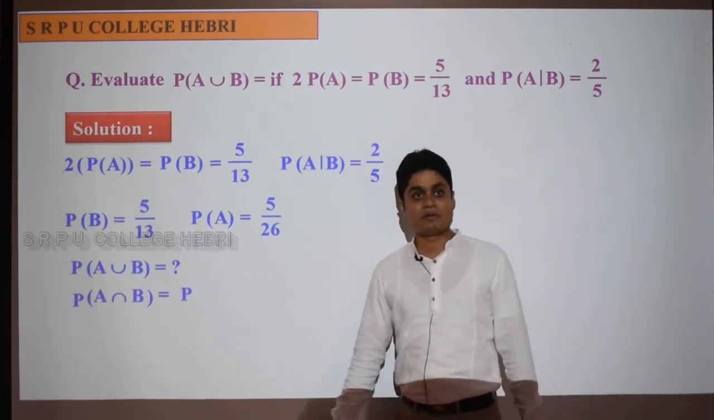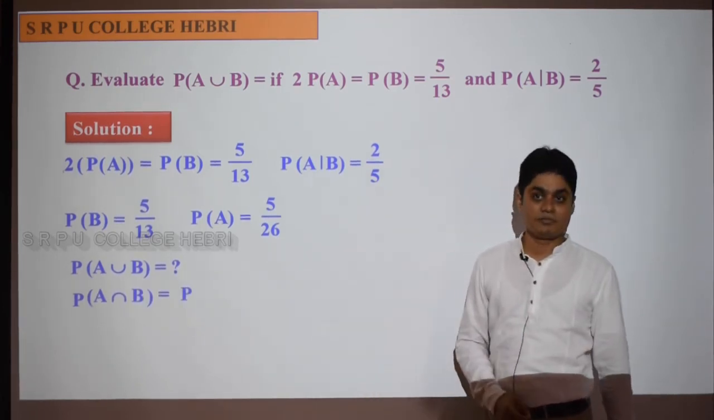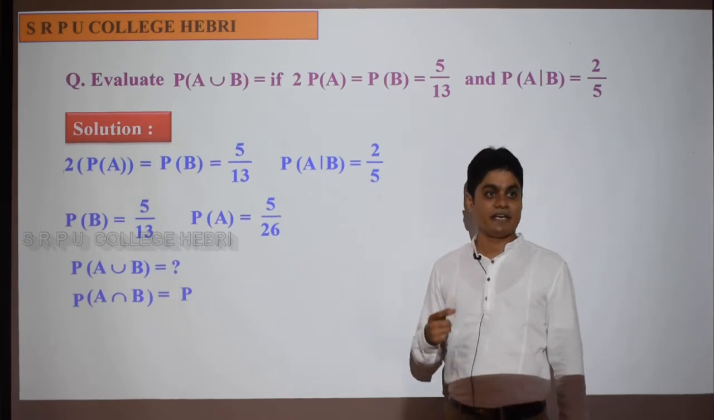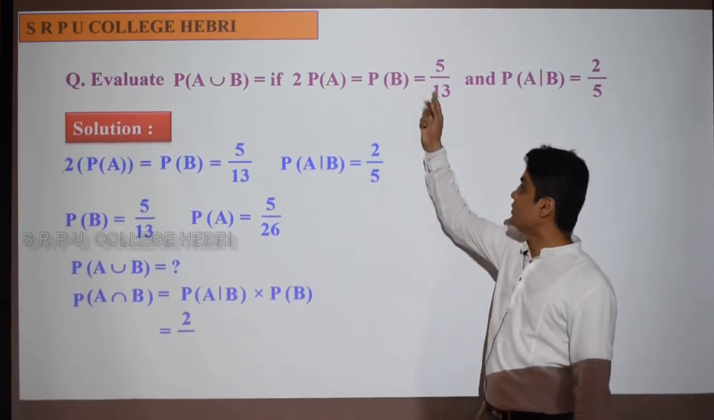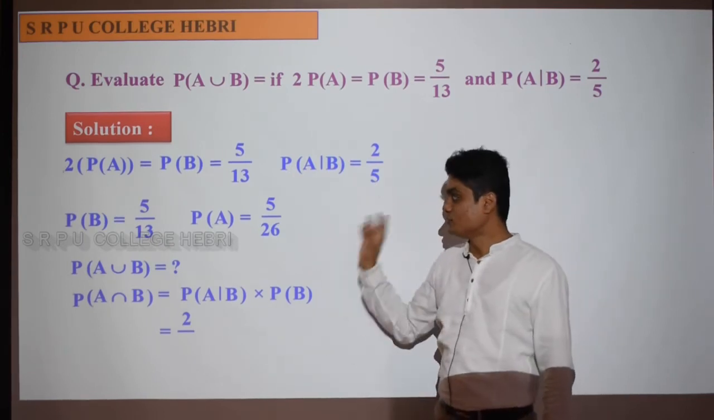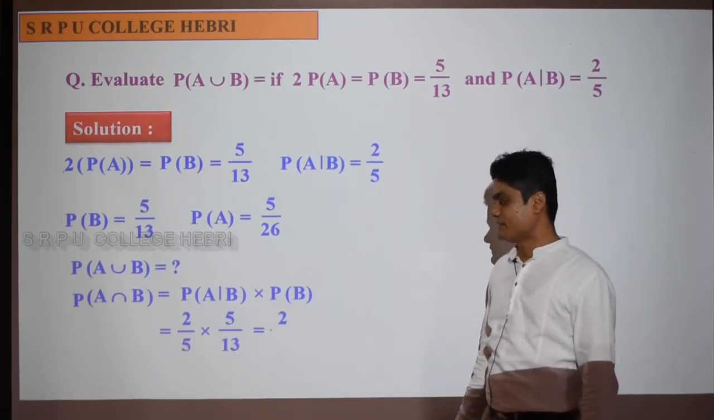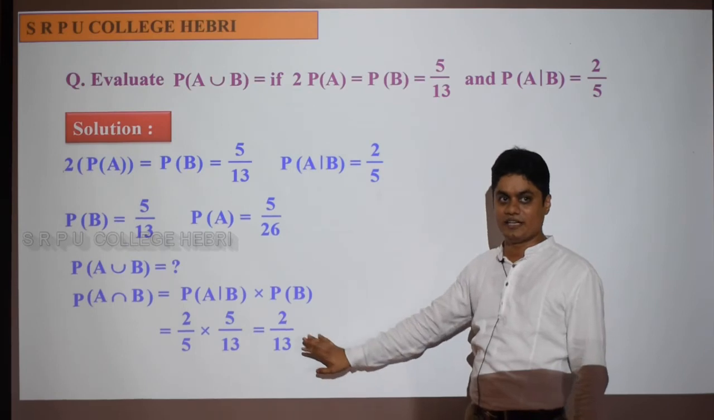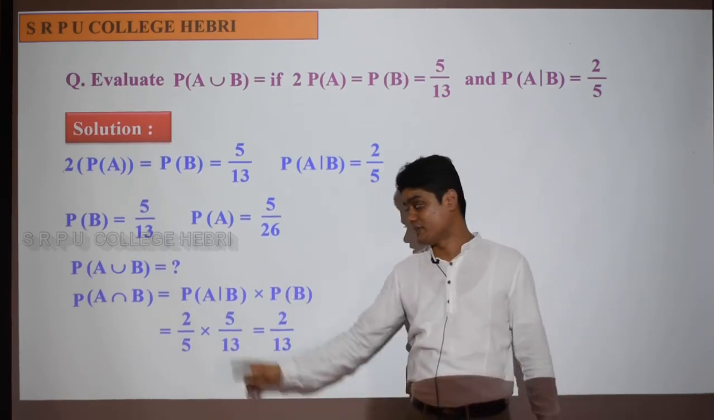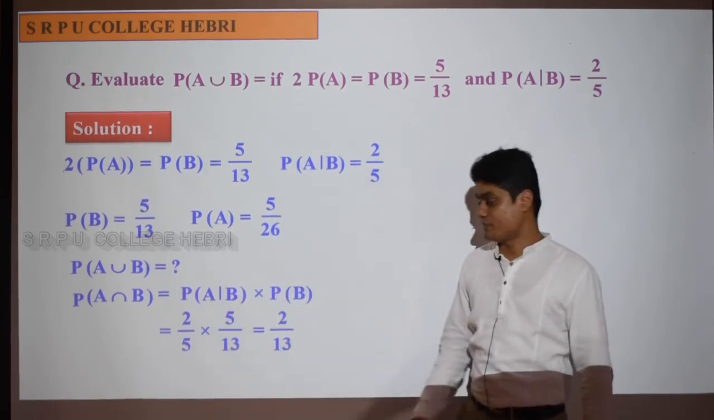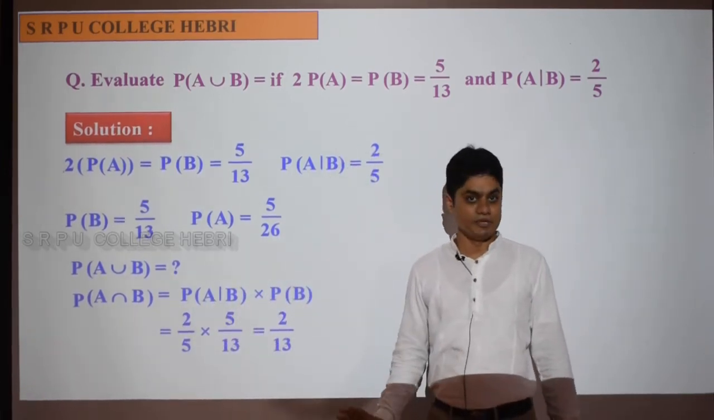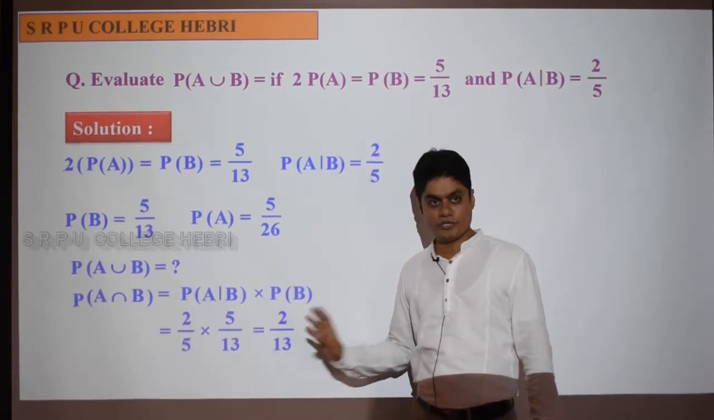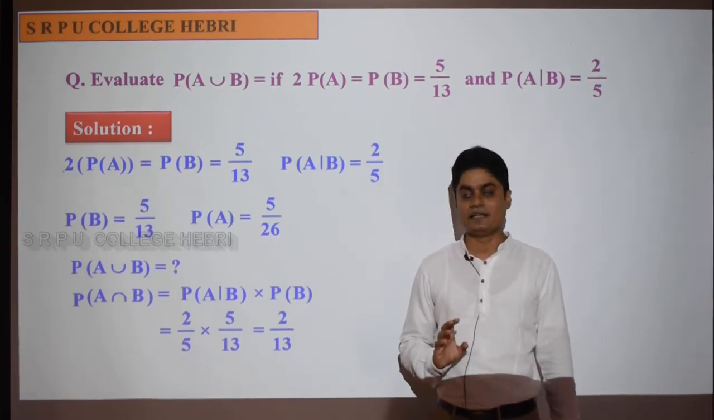To find out probability of A intersection B, use the conditional probability formula, that is probability of A intersection B is equal to probability of A given B into probability of B. Both are given, substitute and simplify, you will get 2 by 13. So this is using the conditional probability, that probability of A given B is probability of A intersection B divided by probability of B. Got it? I hope you understood how you got probability of A intersection B.